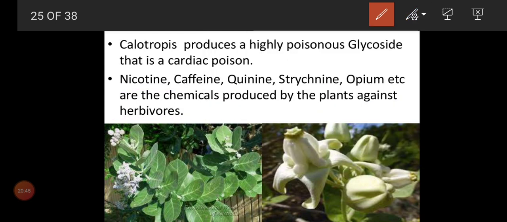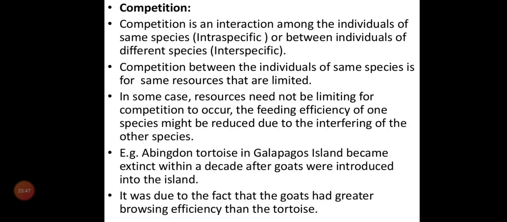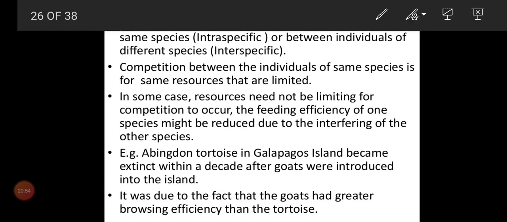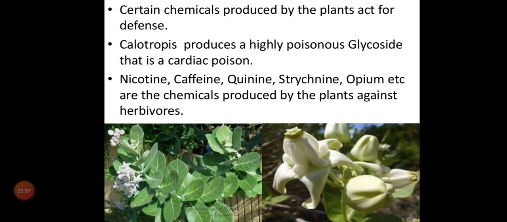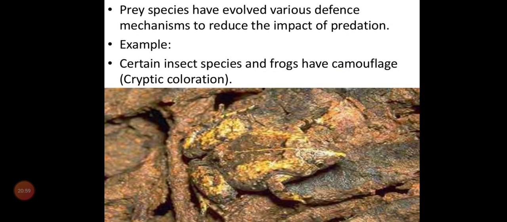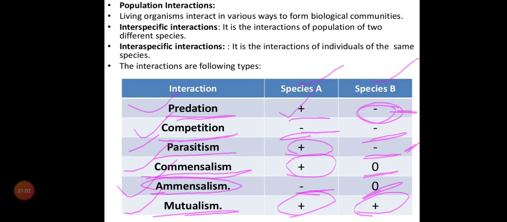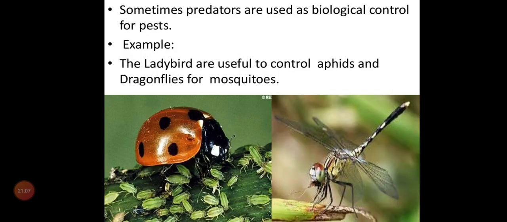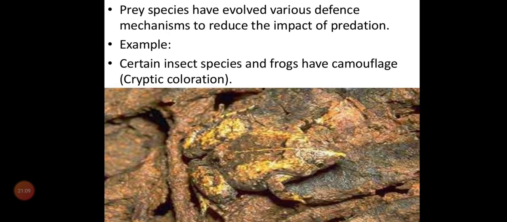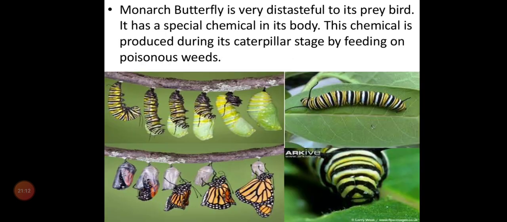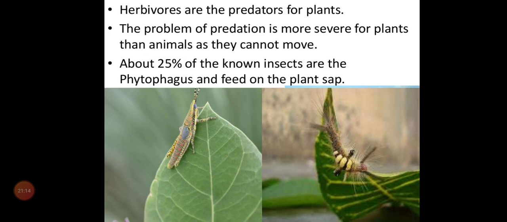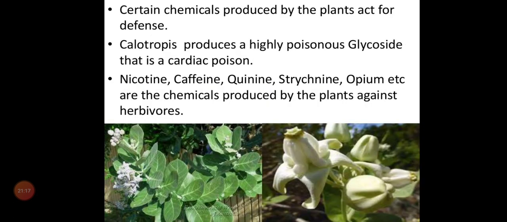And next we will see competition. Before that, I think you are clear about predation and population interactions, what ladybird and dragonfly are, prey species, defense mechanisms, monarch butterfly, herbivores, thorns, Calotropis, etc. So we'll continue.